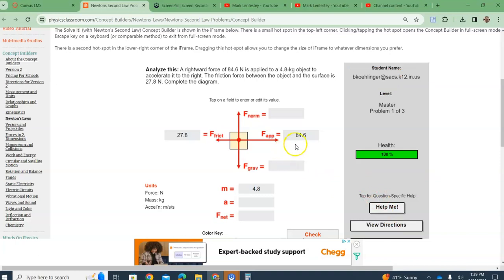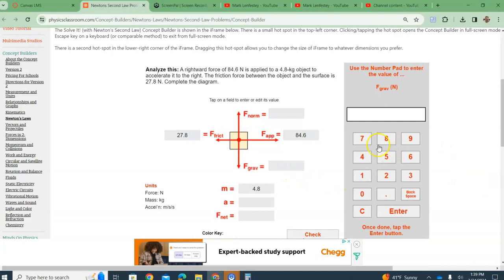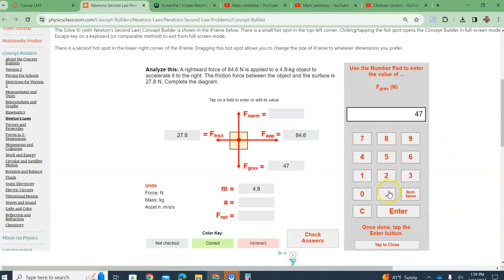So I can do lots of different things to calculate. Like for instance, I know what the mass is, so I can go ahead and find the gravitational force because gravitational force is equal to 9.8 times the mass. Remember, we're not using 10 in this program. So 9.8 times 4.8, and I get 47.04, and that's going to be the gravitational force. And that would also be the normal force because they balance in this case.